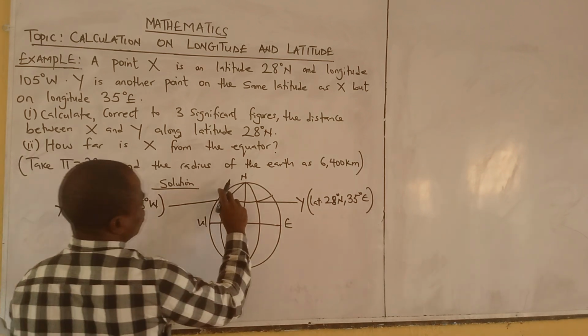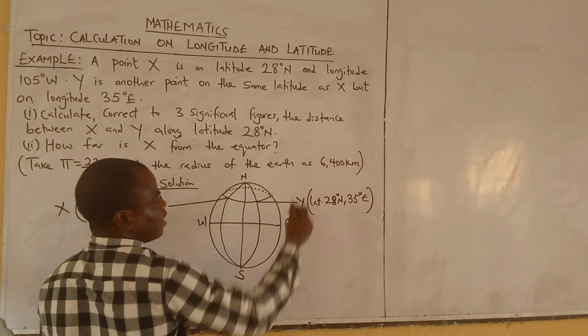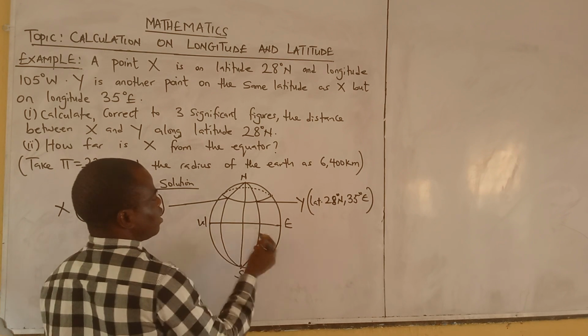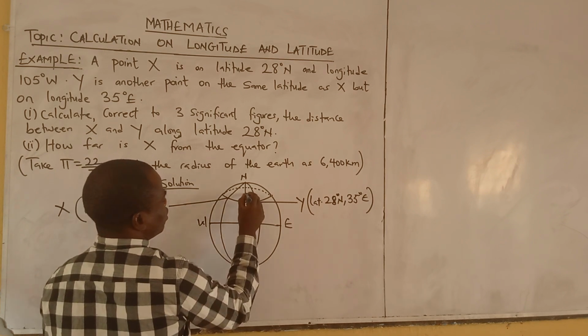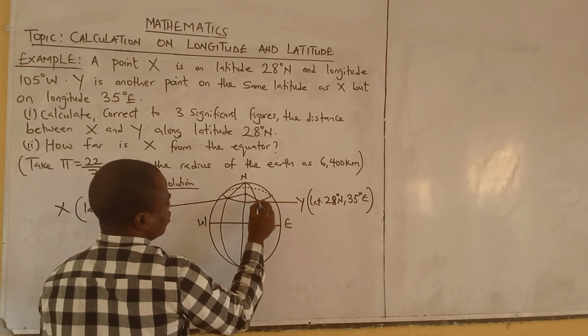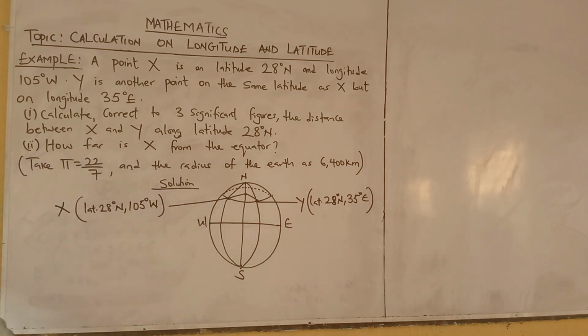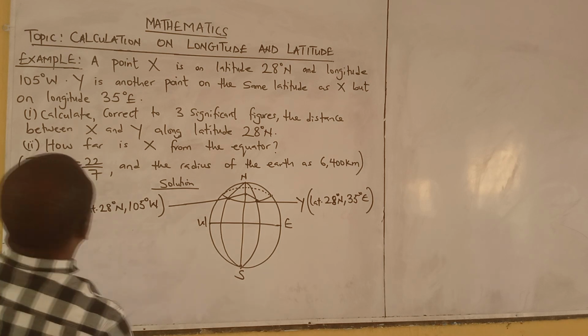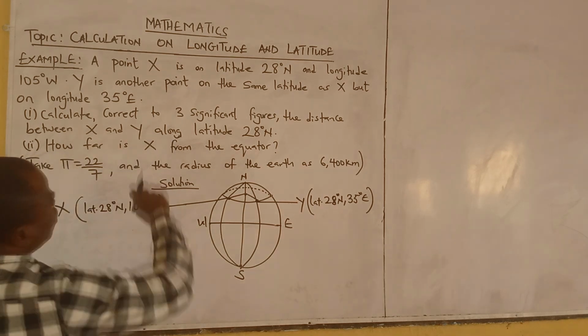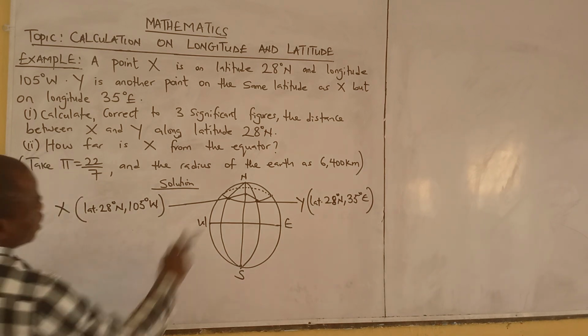Now we draw a dotted line. The dotted line means that there's another line at the back, but you cannot see it, an imaginary line. The center of the latitude is this. Join it together at the point. Okay. We have to calculate, correct to three significant figure, the distance between X and Y.